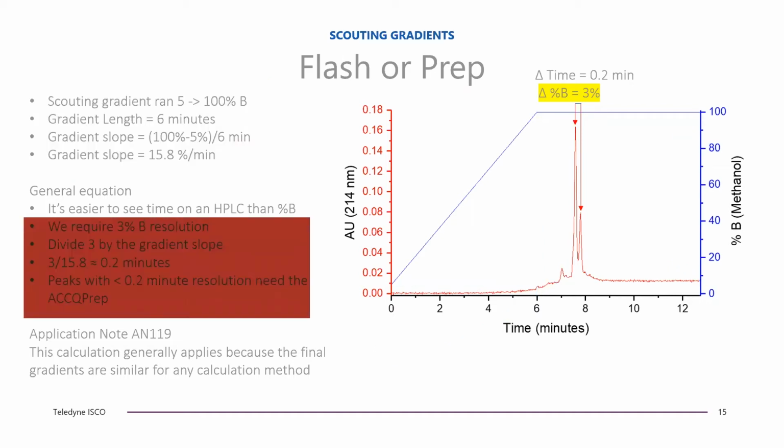We need 3% resolution, but your HPLC labels the peak with time, not %B. Divide 3% by the gradient slope to convert from delta %B to delta time. In this case, we calculate about 0.2 minutes as we would have expected. So compounds eluting less than 0.2 minutes apart need preparative HPLC. And if you go to the Teledyne ISCO website, find application note number 119, and it will describe all of these equations as well.